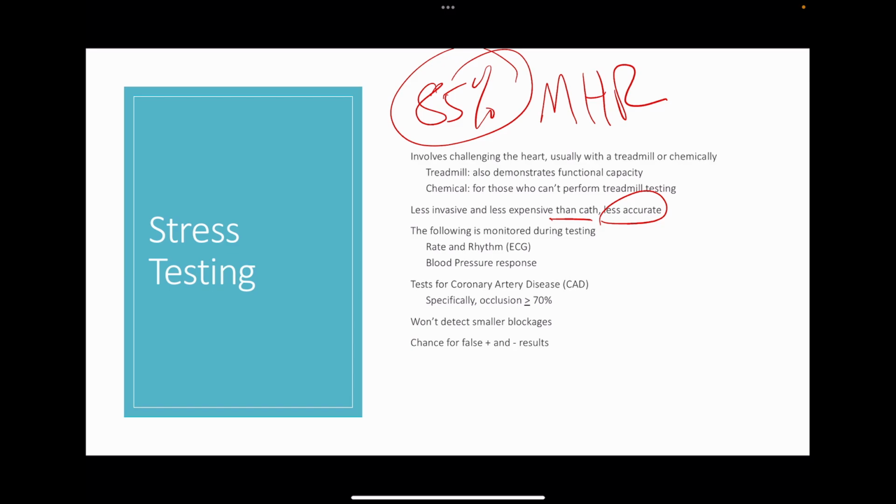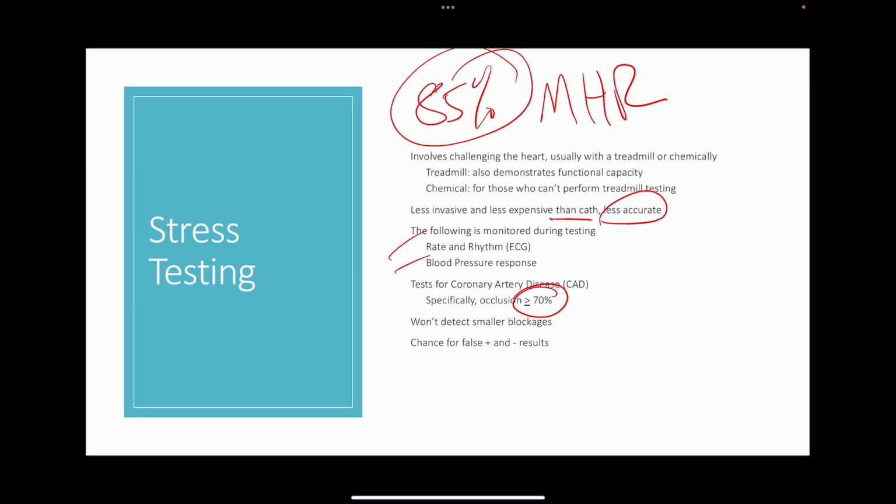During a stress test, we monitor EKG and blood pressure. We test for coronary disease, specifically occlusion greater than 70%, which is what we're trying to capture. We learn in cardiopathophys, when do people get chest pain at rest? What does the occlusion have to be to get chest pain at rest? 90%. When do you get chest pain with exercise? That's at 50%. So what we're trying to do is capture the people who get ischemia with exercise and see what's going on.